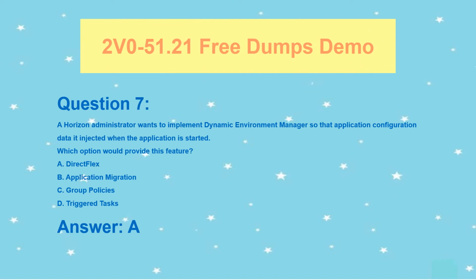Question 7. A Horizon administrator wants to implement Dynamic Environment Manager so that application configuration data is injected when the application is started. Which option would provide this feature? A. Direct Flex. B. Application Migration. C. Group Policies. D. Triggered Tasks. Answer: A.